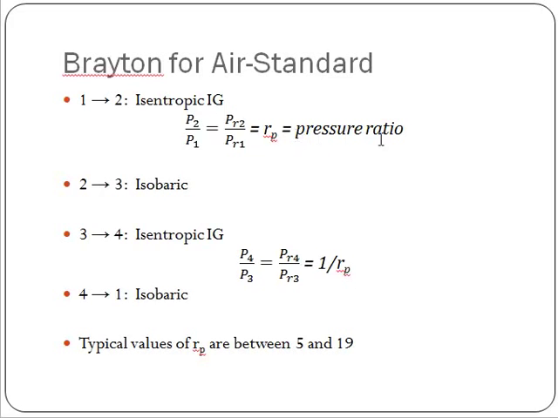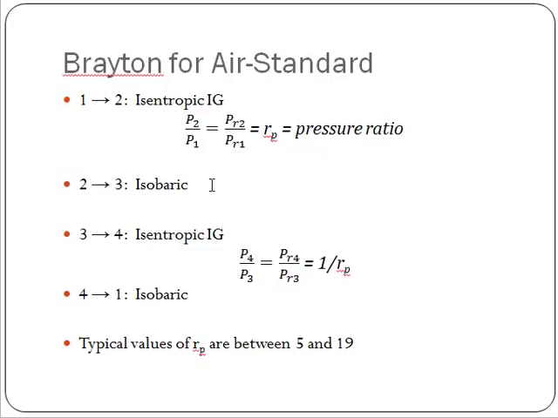Frequently it's even called the pressure ratio, simply meaning it's from the high pressure to the low pressure. What's the ratio of those? P2 over P1. And for isentropic processes, I can say it's equal to PR2 over PR1. These numbers I read out of the tables based on temperature. It relates to the pressure through this equation.